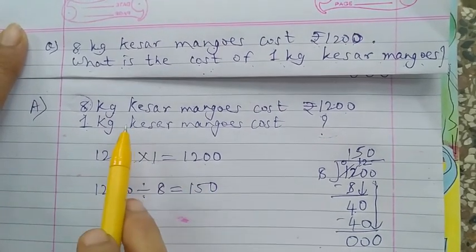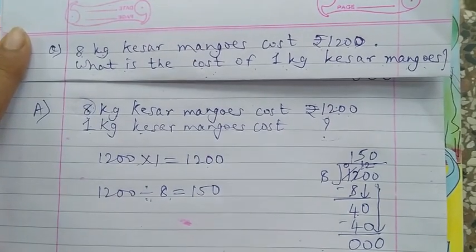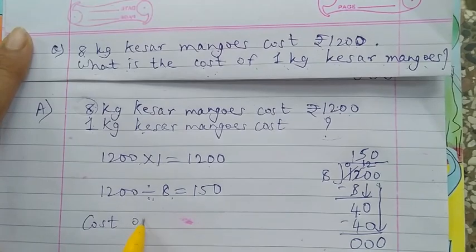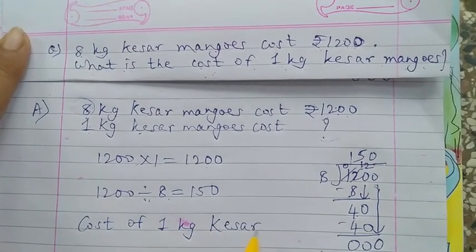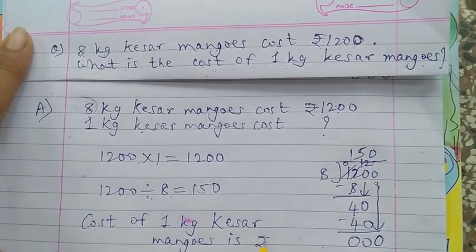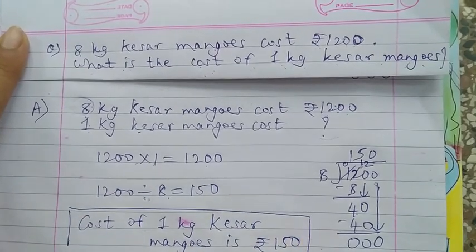So I have cross multiplied, and then I have divided. So my final answer will be, cost of 1 kg Kesar mangoes is rupees 150. This is my final answer.